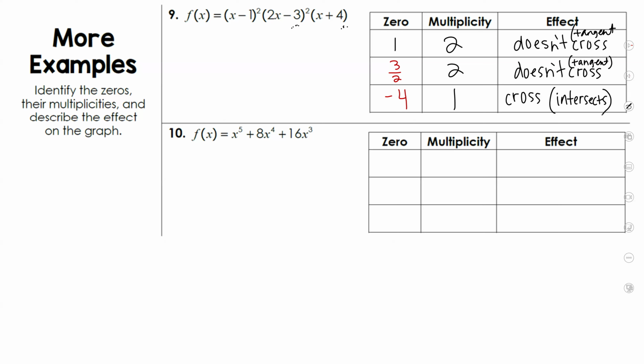Okay, so let's go ahead and graph this. You have a 0 at 1. You have a 0 at 3 halves. That's the same as 1.5, so I'm going to put it in the middle. This one's at 1. So you have 1 at 1, 1 at 3 halves, and another one at -4. Those are your x-intercepts, your zeros.